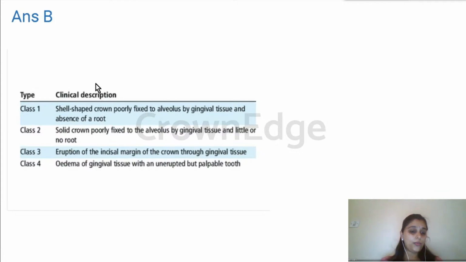Is it necessary to take an IOPA before extraction? Most of the cases, no. So your clinical judgment becomes very important here. You have to know what is a small shell-shaped tooth, or something that is very unlikely to be your primary mandibular incisors. Go for an extraction. And also if it is very loose, we always go for an extraction.